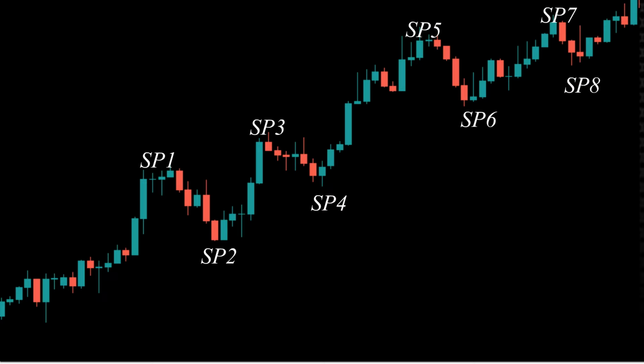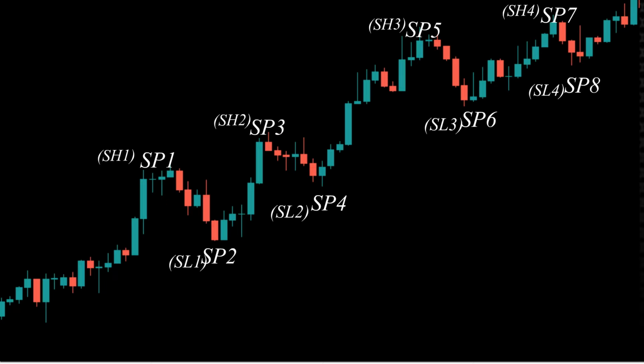The first swing point is swing high 1, the second swing point is swing low 1, the third swing point is swing high 2, the fourth swing point is swing low 2, then the fifth swing point is swing high 3, the sixth swing point is swing low 3, finally the seventh swing point is swing high 4, then the eighth swing point is swing low 4.